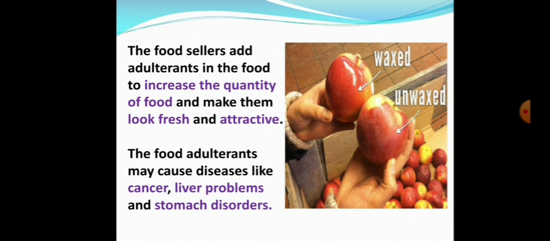And food adulteration is a punishable act by law in India. Manufacturers and sellers, if they are caught doing food adulteration, may be fined or sent to life imprisonment. So children, this much for today.